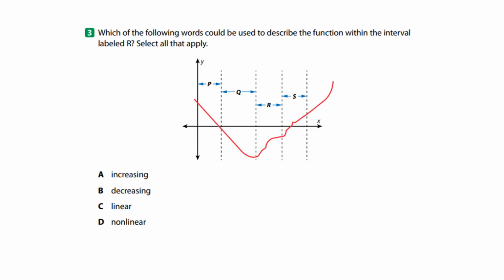Which of the following words could be used to describe the function within the interval labeled R? Select all that apply. So when it says select all that apply, that tells me that there's going to be more than one correct answer. So looking at section R only, we're looking at this section here. And I'm going to say that, one, it is non-linear because that is not a straight line. And I'm also going to say that it is increasing because it starts here at the bottom and it goes in an upward fashion. It is a positive slope, so it is increasing.